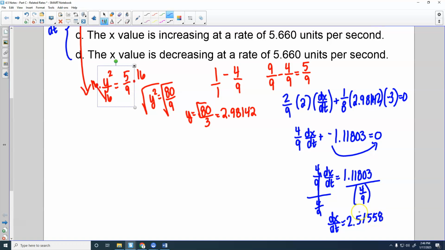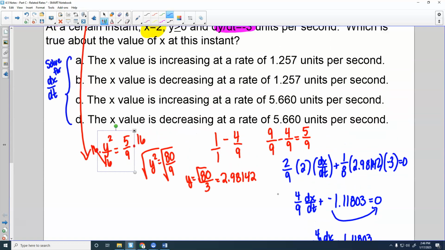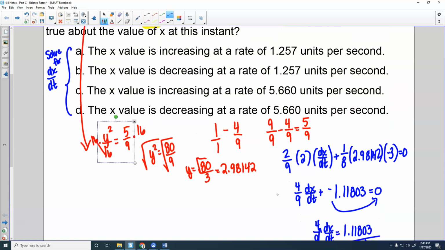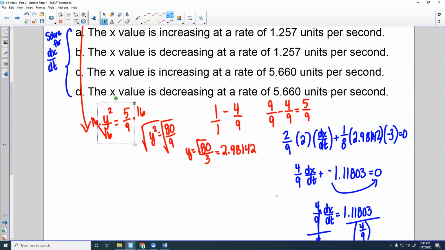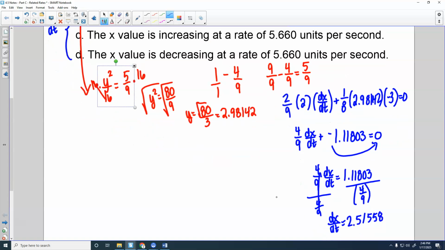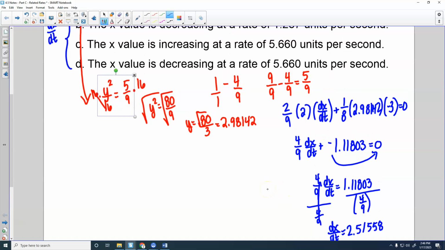Which is not an answer choice. But I made this question a multiple choice question, and I messed something up and went back and changed it. And I don't think we have time to decide if I've messed up here or if I messed up making the question.